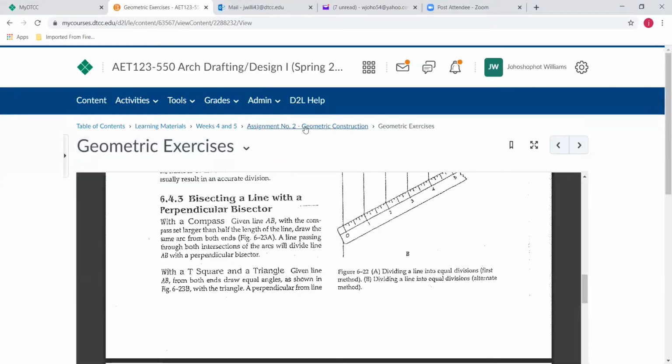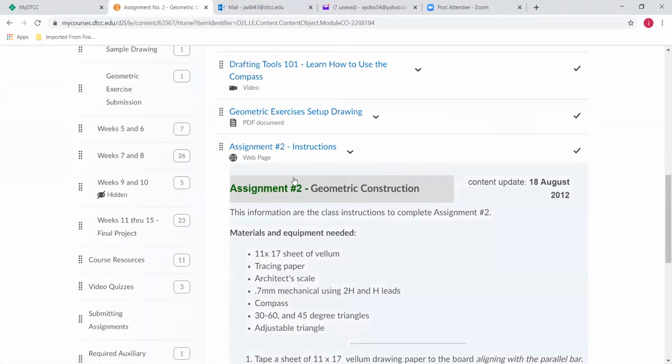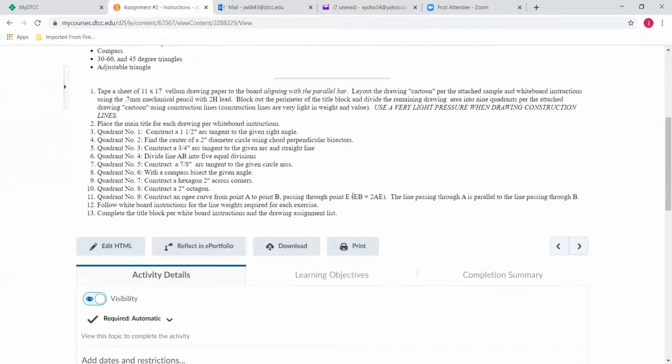So let's go back to the assignment number 2 instructions. Here we are, item number 3, quadrant number 1. This is what we are working toward. We're going to construct a 1.5-inch arc tangent to the given right angle.